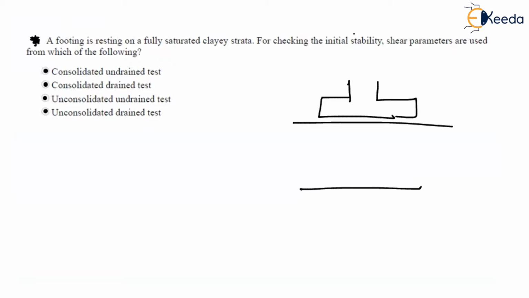For checking the stability, we have to use the total shear strength parameters. Why? Because the water will not go out of the soil immediately; it will take so much time to get consolidation. That's why we have to use the total shear strength parameters. For that, which test do we have to do? We have to do the unconsolidated undrained test. So what is the option here? C is the correct option.